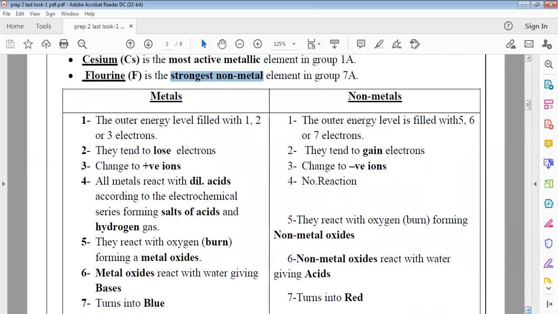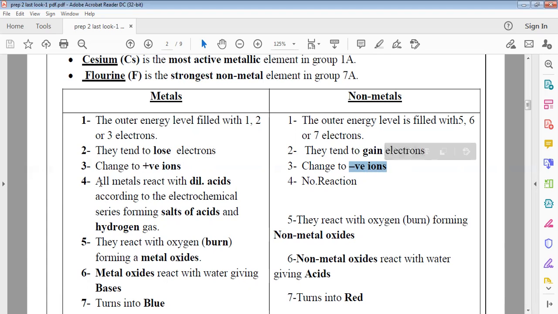Metal and non-metal. Number one: for metals, the outer energy level is filled with 1, 2 or 3 electrons, less than 4 electrons. But when we talk about non-metals, I say I have more, 5, 6 or 7. Since I have 1, 2 or 3 electrons, it will tend to lose electrons, not gain. It is easier for it. For non-metals, it will gain electrons. Comparison again: the element, when it enters any chemical reaction, a metal will change to a positive ion. But a non-metal will change to a negative ion.